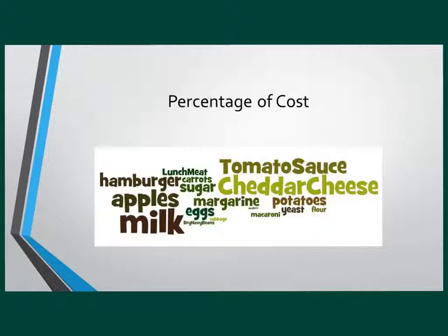and see, students will begin to try to figure out, why is cheddar cheese the biggest? Why is cabbage so small? Or why is macaroni so small? And then you can take this information and get them to figure out, well, what costs more, what costs less. You can even break it down into categories of food groups even if you wanted to.